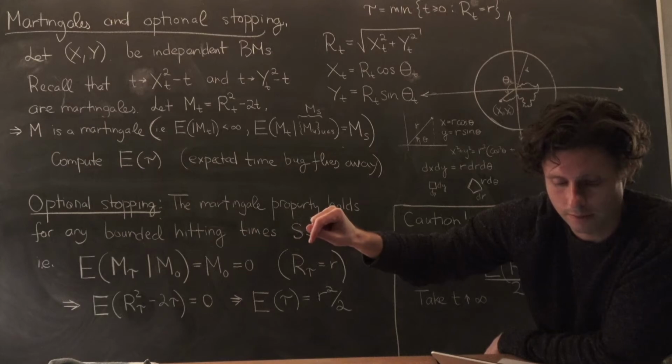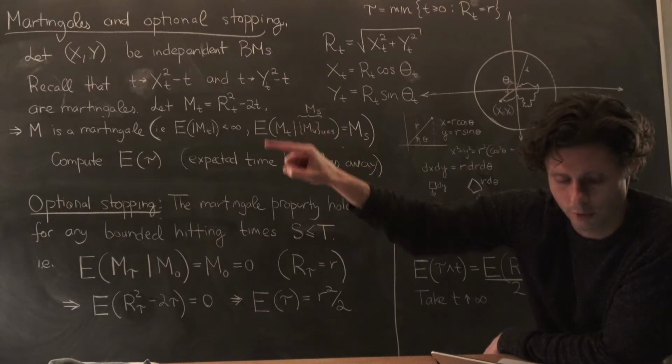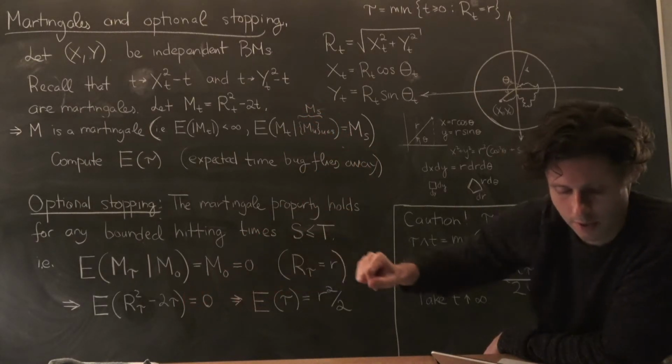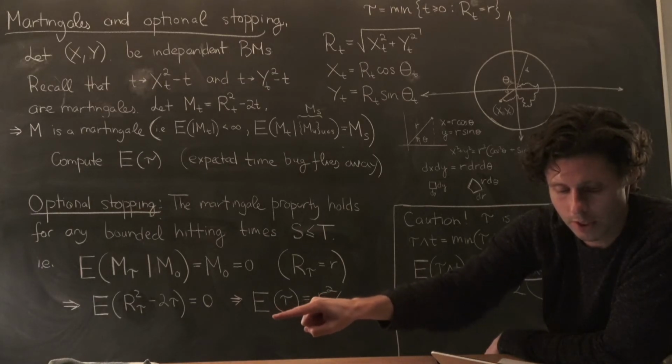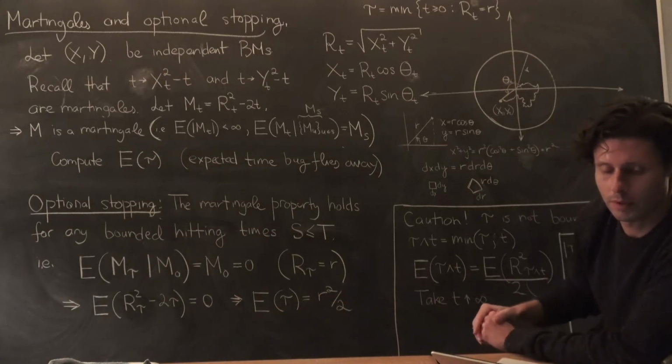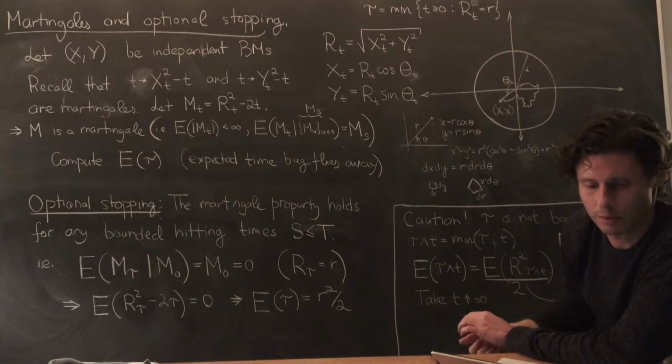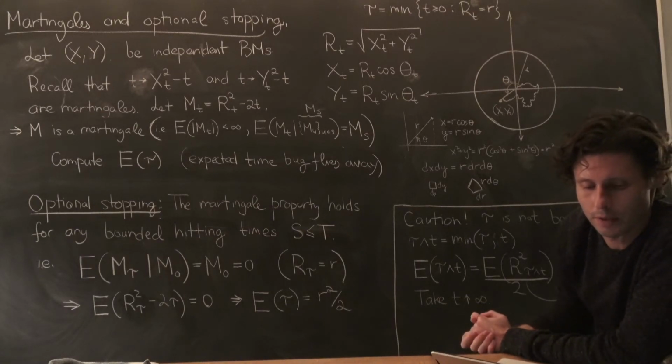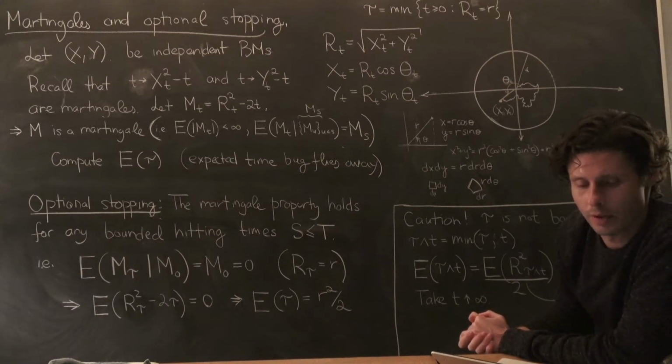And then I have minus 2t from this term, or I guess 2 tau. So use the linearity of expectation, divide by 2, and you very quickly arrive at an answer that would have been very tough to get with other methods.